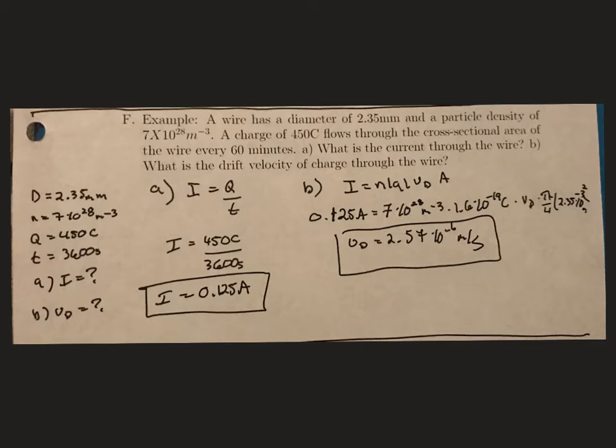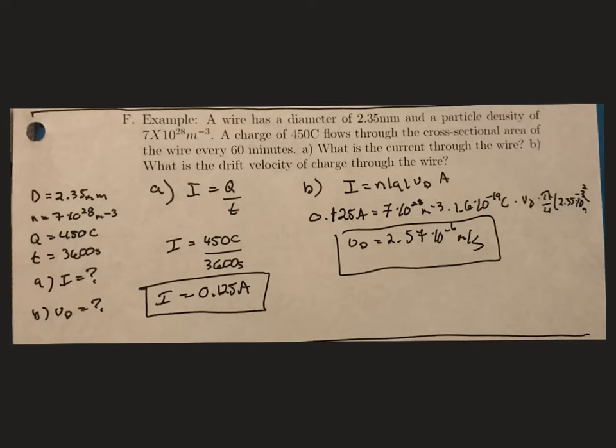Alright, since we're given the relationship where we have 450 coulombs flowing through the cross-sectional area of the wire every 60 minutes, our dq is 450 coulombs, and our dt is 1 hour, so 60 minutes, converted into seconds, which is 3,600 seconds. So since current is dq divided by dt, we can say that the current is 450 coulombs divided by 3,600 seconds, or 0.125 amps.